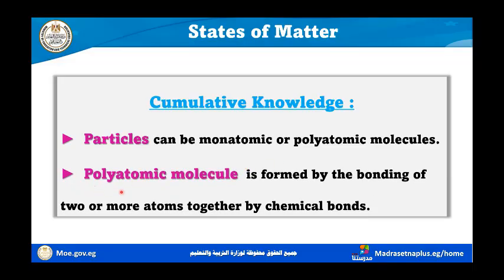The second point, polyatomic molecule is formed by the bonding of two or more atoms together by chemical bonds. We have learned that the chemical bonds could be ionic bond or covalent bond. So the atoms are linked together in the polyatomic molecule by chemical bonds to form the molecule of this matter.